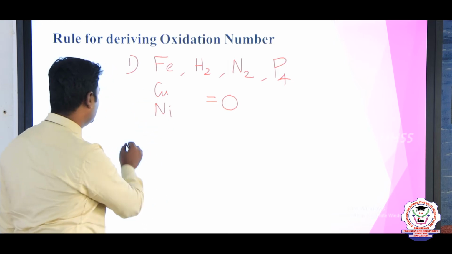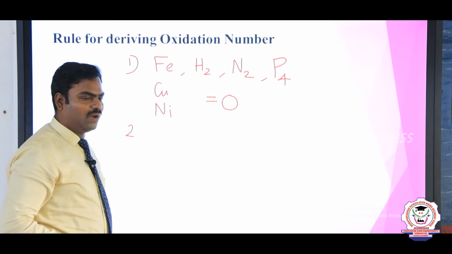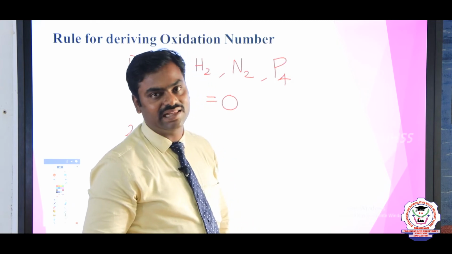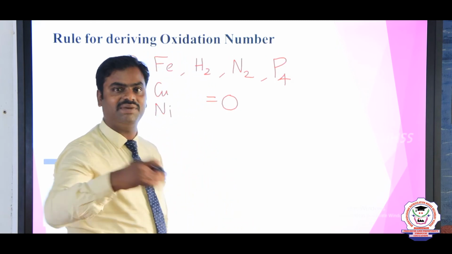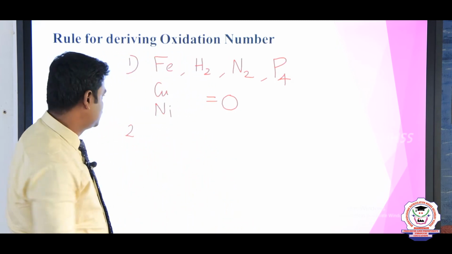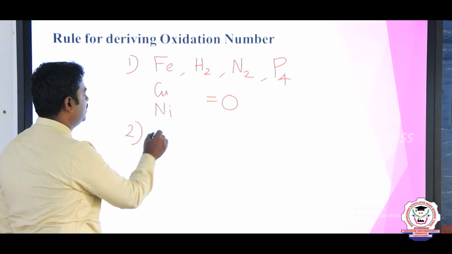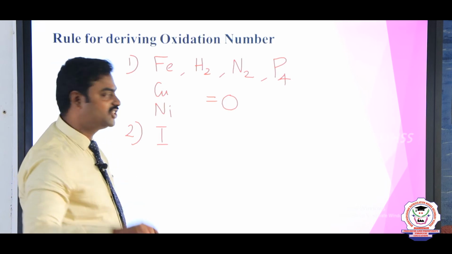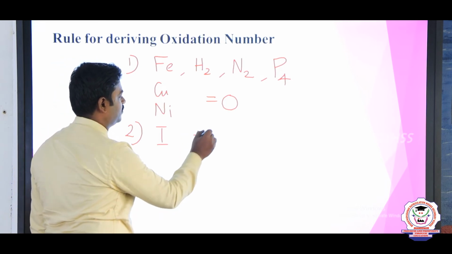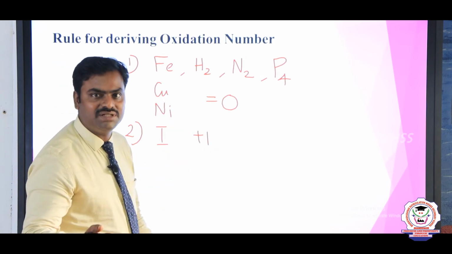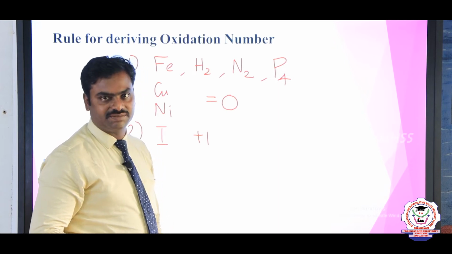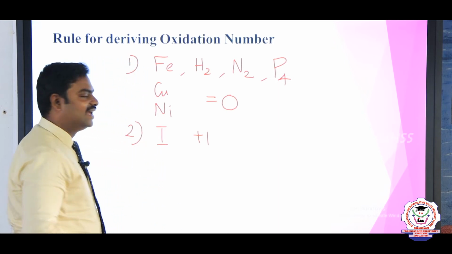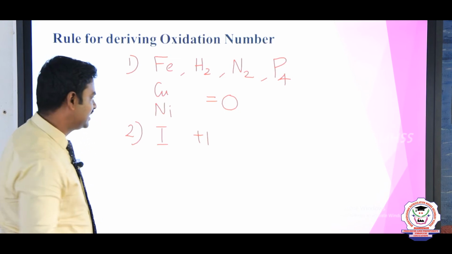And then the second one. What about the specific oxidation number of alkali and alkaline earth metals? What is alkali metal? First group elements. First group elements always carry +1 charge. What are the examples? Sodium, potassium, lithium, rubidium, cesium. Yes, they are all alkali metals.